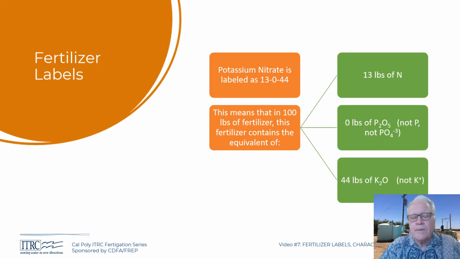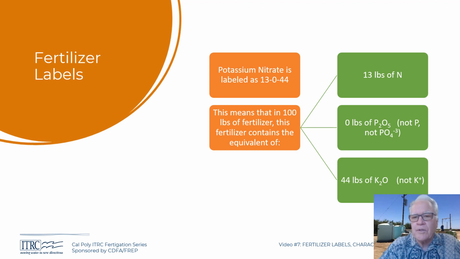This slide illustrates what I meant by it's not quite the way it seems. Carrying on with the example of potassium nitrate, it's labeled as a 13. That's the N part, the nitrogen. And then, let's see, it's N, P, and K. So 0 is the phosphorus, and the 44 is the potassium. Now, going down one step further in the orange, it says the 13-0-44 means that if you have 100 pounds of fertilizer, the fertilizer contains the equivalent of, and then in the green we have three different numbers.